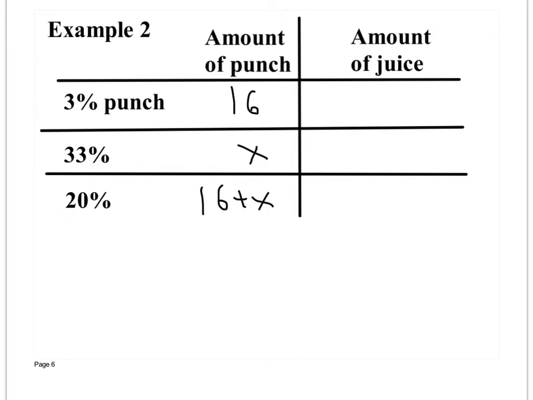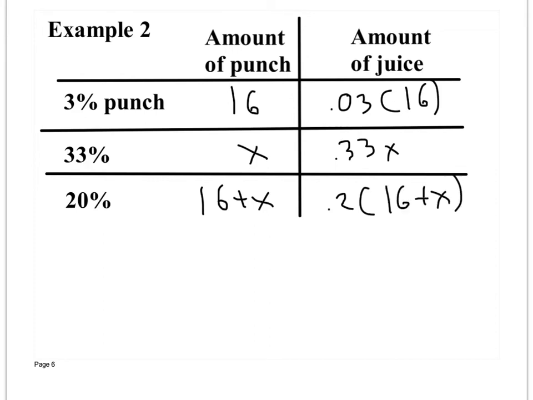So when we're trying to find a 20% ratio, my amount of pineapple juice, what we do is we take the percentage times the cups. So 3% is 0.03 times 16. My 33% is the same thing as 0.33x. And then my 20% is 0.2 times 16 plus x. All right, everybody with me so far?